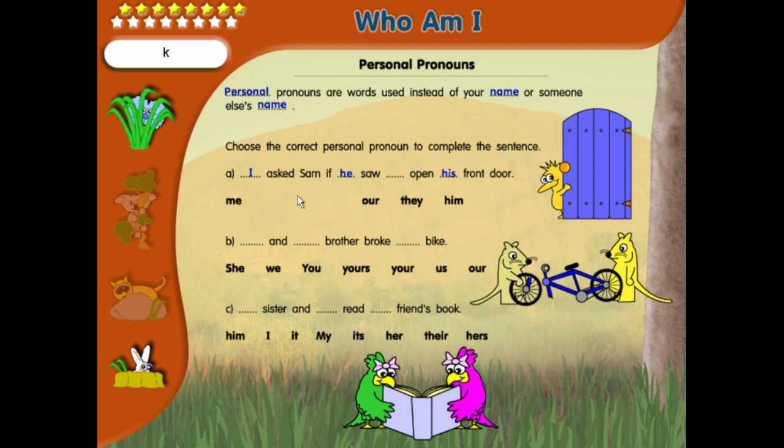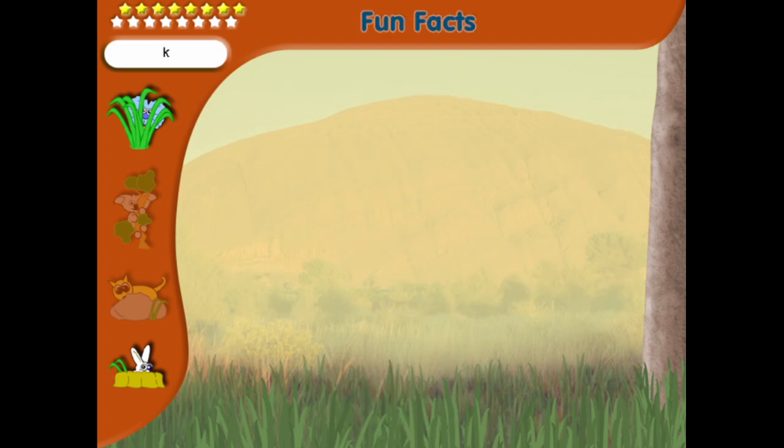His. Me. I asked Sam if he saw me open his front door. You. Your. Our. You and your brother broke our bike. My. I. Her. My sister and I read her friend's book. Awesome.